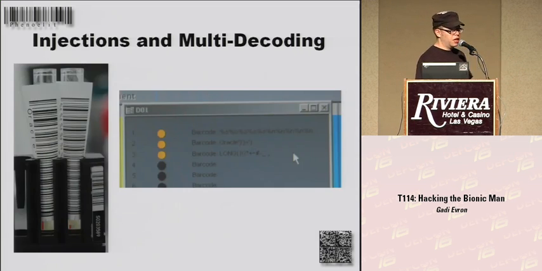I had the pleasure of professionally playing with barcodes as well. This is actually from a medical system, which is really important because it tests your blood for HIV. And you see barcodes over there. I found an injection in that system so that you could actually make test results go away. This is scary. You don't want to do that.